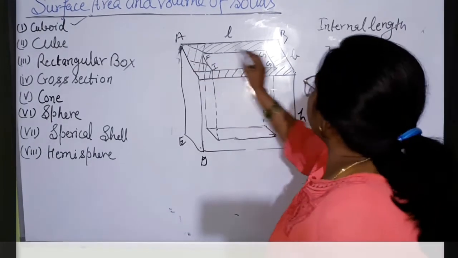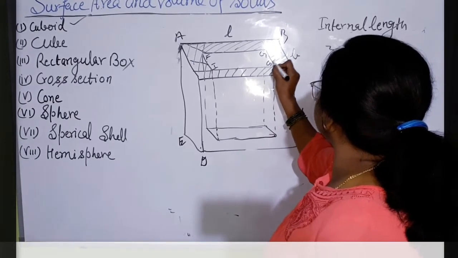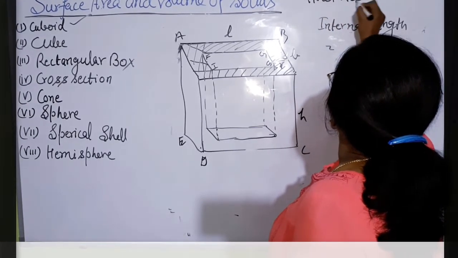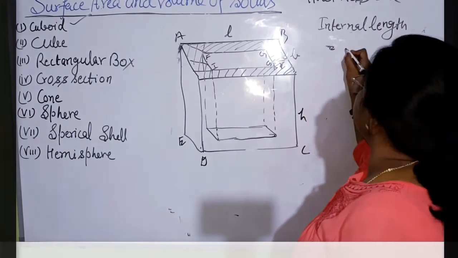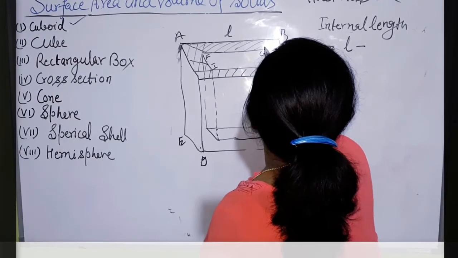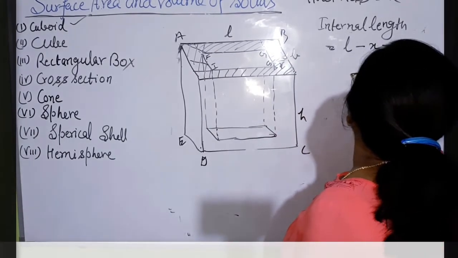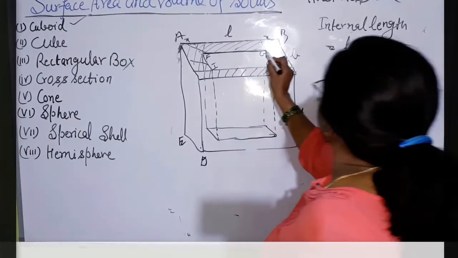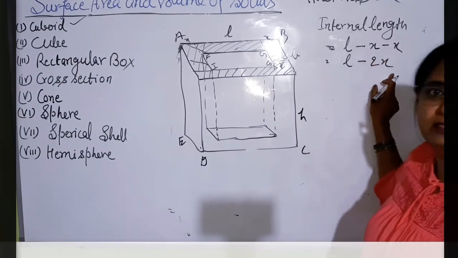Length is equal to total length, and suppose thickness is X. Thickness is given X. Then internal length is equal to actual length L minus this X, and again there also X. It means minus X, 1X from this side and 1X from this side. Then this length will come. It means L minus 2X. Their internal length is L minus 2X.